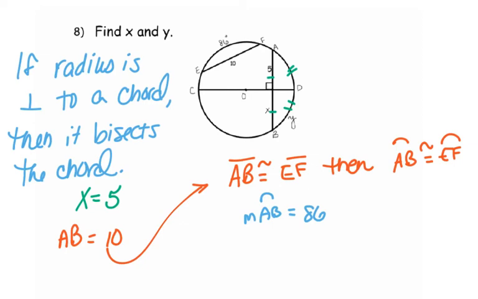So I think of that chord, as long as the diameter is perpendicular to the chord, it's bisecting everything in its path, including the arcs. So we're going to take 86, divide by 2, and you have 43 degrees.